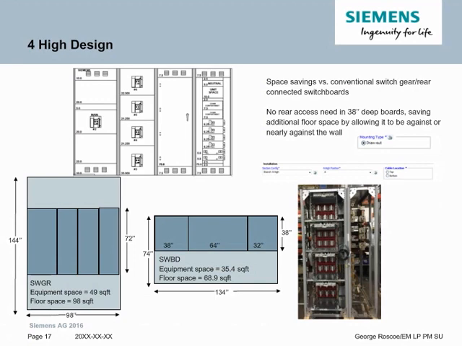By doing this, we save the rear access space because switchboards are front accessible, and then we also save on the equipment space. So the equipment space savings is about 20%. The rear access saves about another 10%. So overall, we're saving 30% of equipment space and floor space, making it a very attractive option for a customer who has floor space and equipment space restrictions.